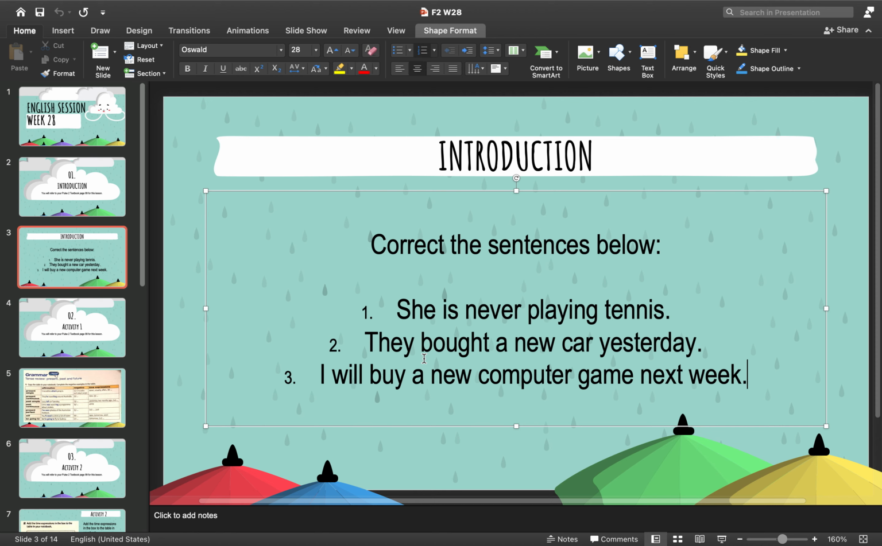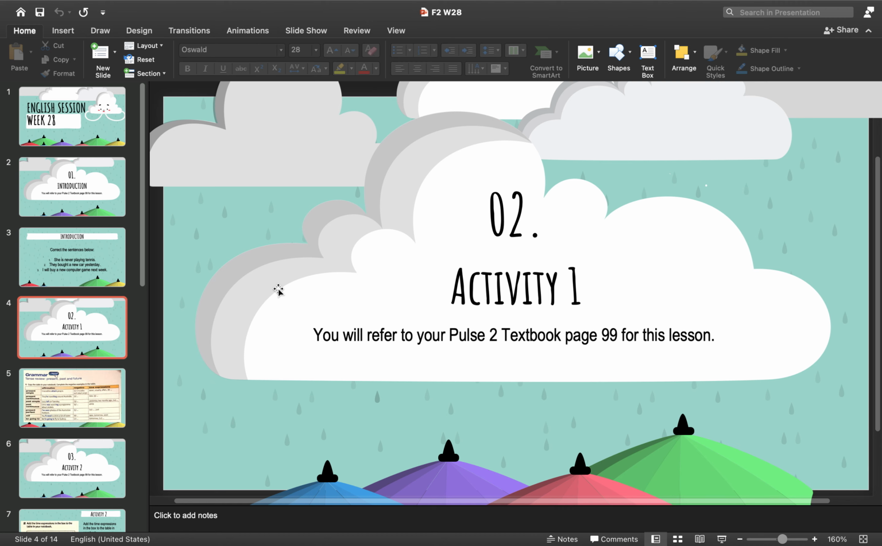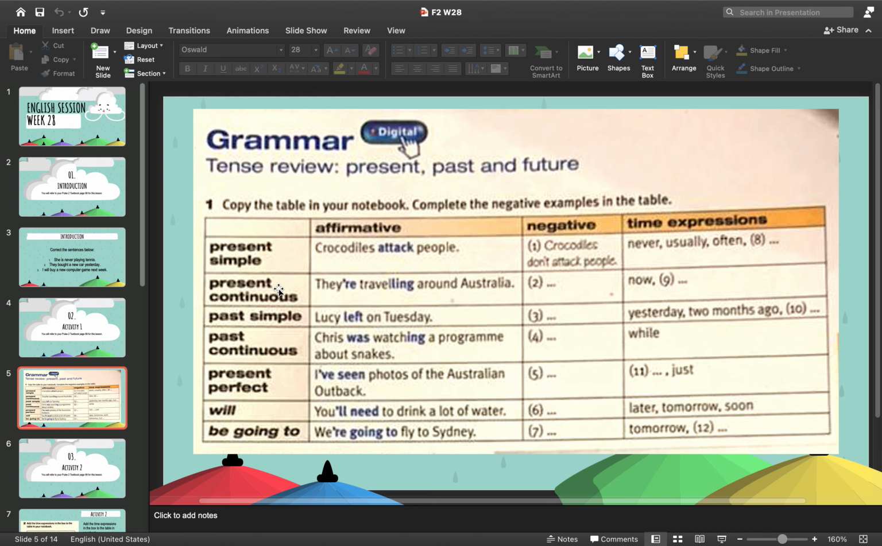Okay? Now, I will buy a new computer game next week. Is it correct? The time expression says next week. So, is it really next week or is it not? You're gonna have to figure it out on your own. Okay? Alright, next we have activity 1. You will refer to page 99 for this lesson.